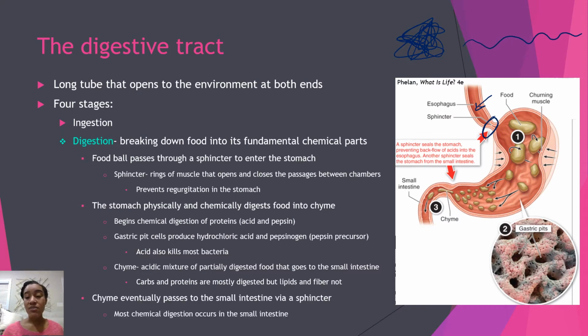So the chyme eventually passes from the stomach into the small intestine, but in order to do that, it must also pass through another sphincter, which is located in this area. And that sphincter will open and close periodically, and it will deposit small amounts of chyme from the stomach into the small intestine. And so this process will continue until all the chyme in your stomach has been moved from the stomach into the small intestine.